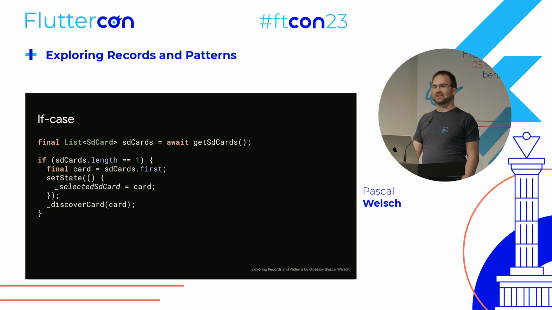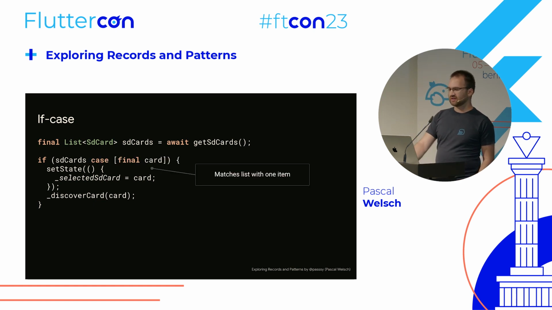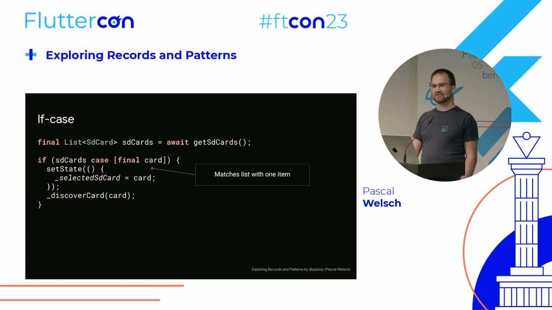Now we talk about the if case, because pattern matching is something that not only works with switch, but also with the new if case. So here I wrote an application that gets me the SD cards from my MacBook. And when I have an SD card while launching my application, I can select it automatically and start discovering the photos on the SD card. I can do the same thing with a matcher or the if case. So here I know it is a list and I want to match that when I have a single item. And now I match this case, and only if I have a single item, I can directly assign it to the variable card and use the variable later on.